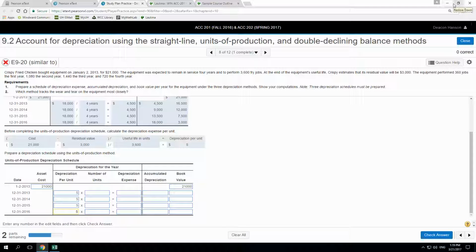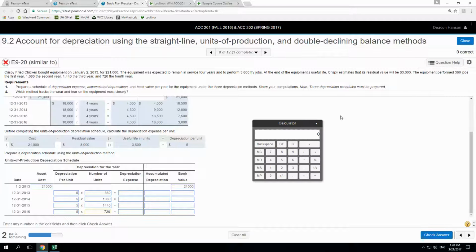Now in this case, we actually have to go in and figure out how many actual units occurred during each of the years. So we might as well extract that data from this sentence up here. It says the equipment performed 360 jobs the first year, so I'll put 360 here. In the second year, it was 1,080. In the third year, it was 1,440. And in the fourth year, it was 720. So to get the depreciation expense, we're going to multiply the depreciation per unit by the number of fry jobs that occurred each year.